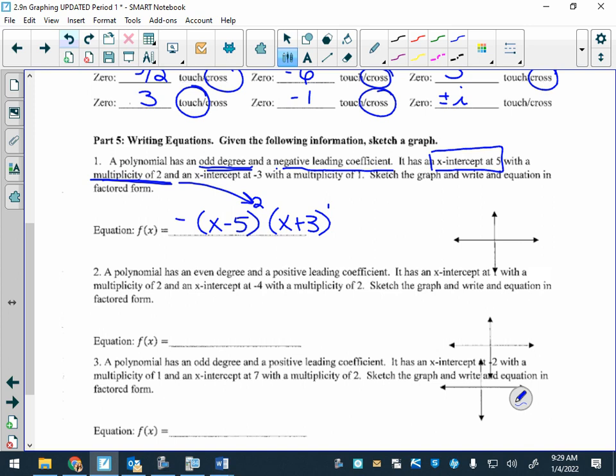So if I was to sketch this, here's negative 3, here's 5, a rough sketch. Okay. It's an odd degree, so it's going to resemble a line, a negative line. Rough sketch, we are crossing at negative 3 and then bouncing at 5. Okay, so this is where it touches, this is where it crosses.